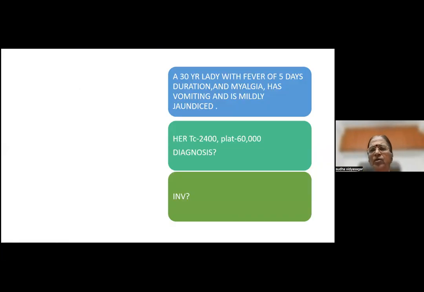Okay, 30-year-old lady, these are all very simple cases. I'm just going to run through them. 30-year-old lady with fever of 5 days duration, myalgia, vomiting, mildly jaundice, that's her TC, that's her platelet count. What is the diagnosis? She's mildly jaundiced. 5 days fever, dengue, correct. It's a dengue. You got a low TC, you got a low platelet, right?